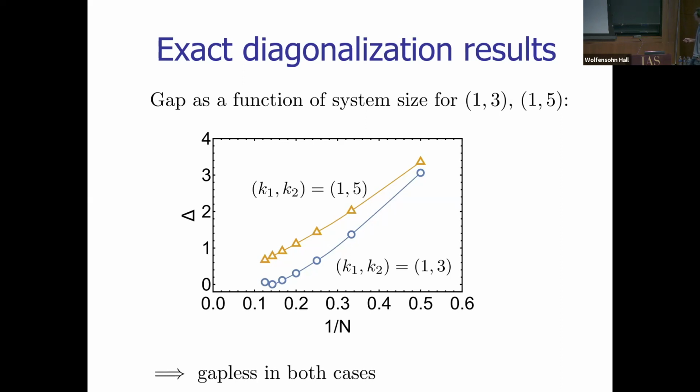The 1-3 case, the gap seems to be going to zero, but it's not scaling in a simple way. In fact, we don't really know what this 1-3 theory is, some gapless theory, but we don't know what it is. It doesn't look like a conformal field theory. So it's kind of a mystery actually. But anyway, maybe the punchline is that it's gapless as expected.